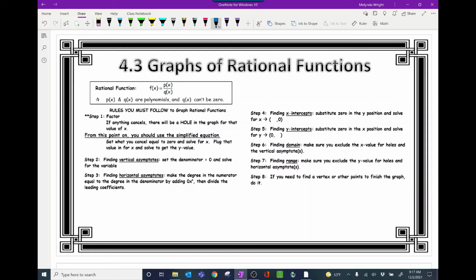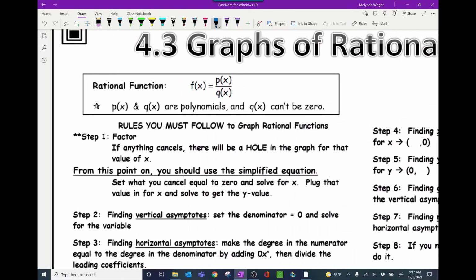All right, let's take a look at our lesson on graphing rational functions. We will be using a calculator today, so if you would get your calculator out, we're going to do parts of this lesson by hand and part with a calculator. So let's remind ourselves what a rational function is.